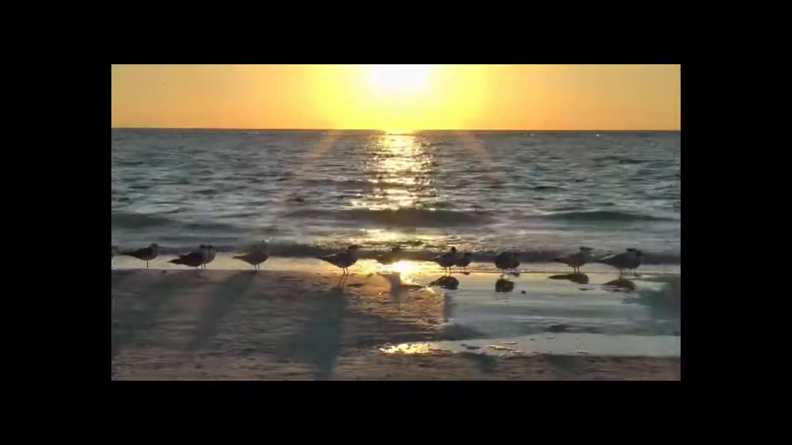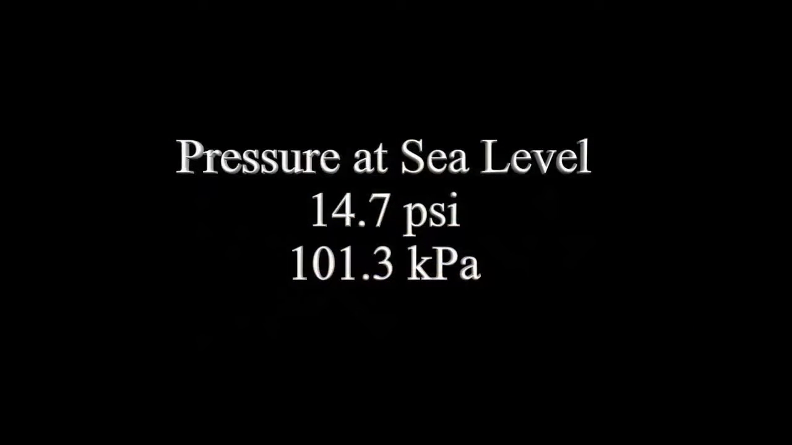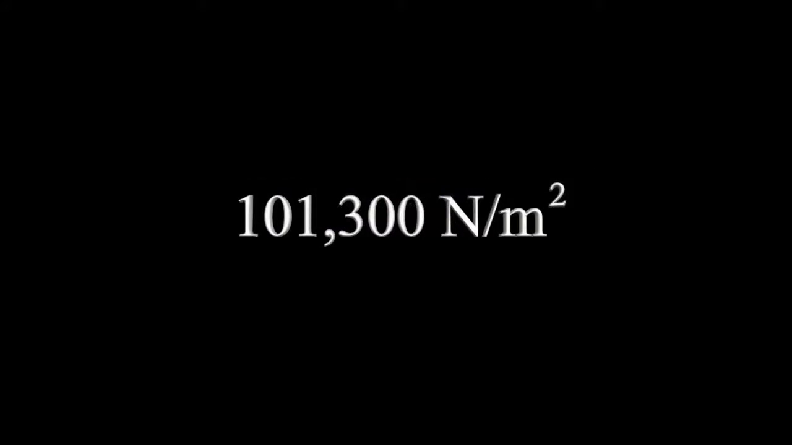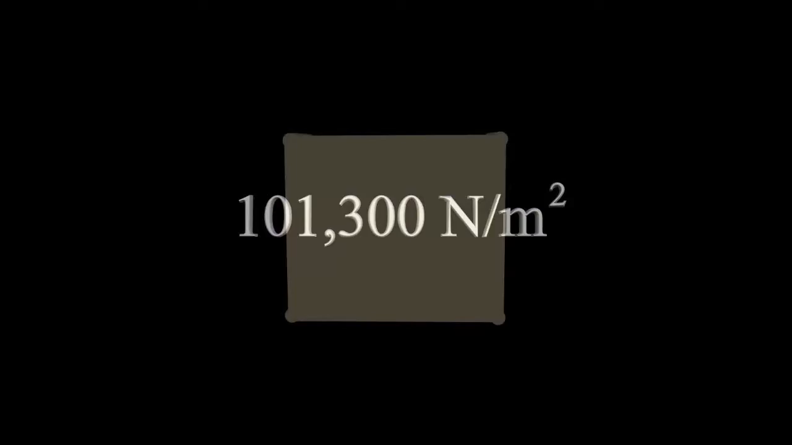Air pressure at sea level is 14.7 psi, or 101.3 kilopascals. That's over 101,000 newtons of force per square meter. If you have a small kitchen table, 1 meter square, the force on that area created by air pressure is approximately 101,000 newtons, equivalent to the weight of 10 cars sitting on the tabletop.